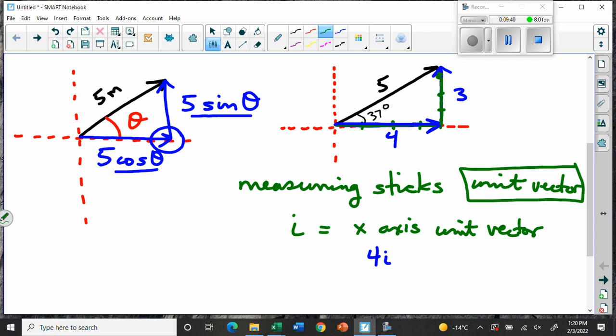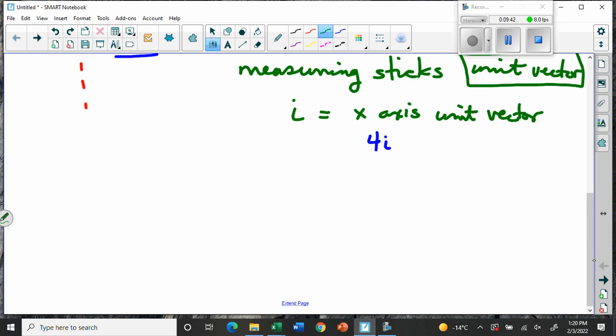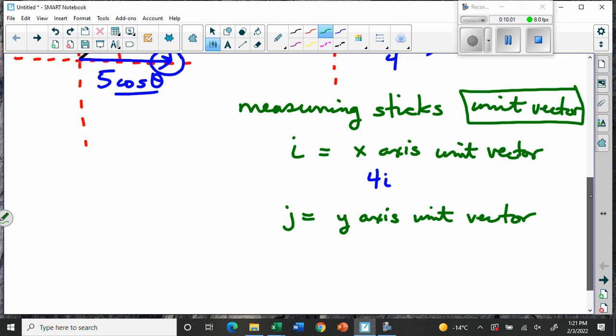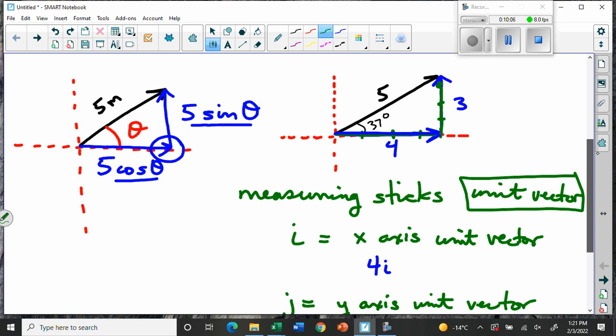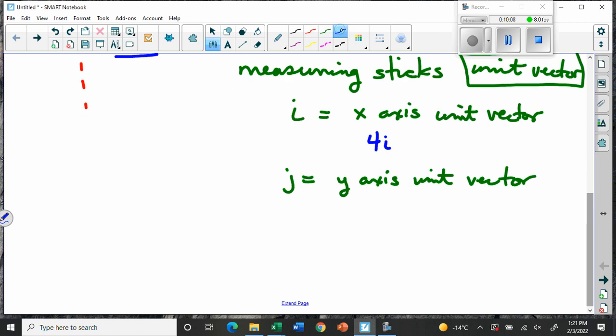And so we call j the y-axis unit vector. That's what you're measuring the y-axis with. Whatever it is, it's 1 of something. It's 1 kilometer, 1 centimeter, 1 decimeter, whatever that might be if you're measuring displacement. And so in our case, it would be 3 of those little sticks, and we would say that would be 3j.